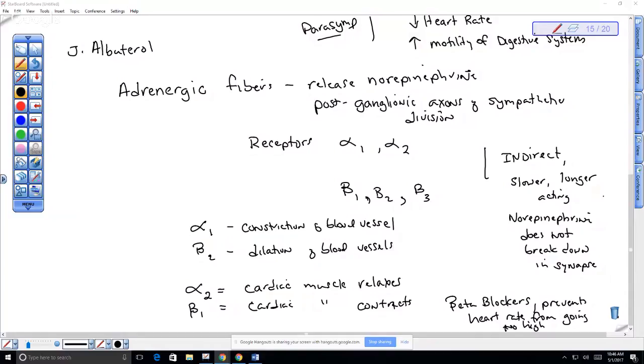G, neostigmine. Okay, so the reason why these drugs work is that they bind to the same receptors as either acetylcholine or norepinephrine. That's why they can have an effect by blocking the receptors and preventing action potentials from being generated. Any questions about that idea? Nope.